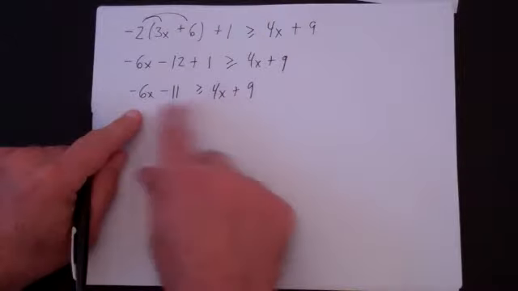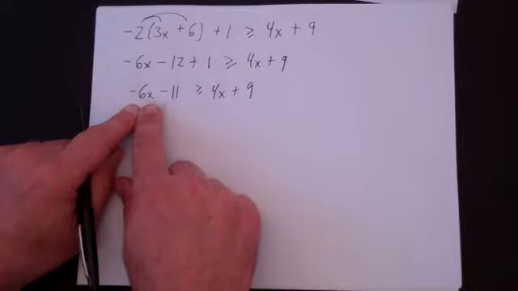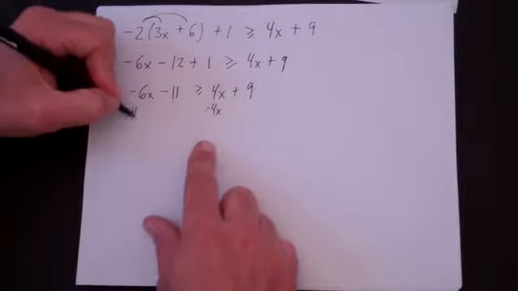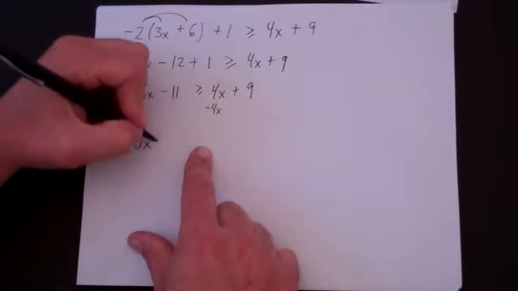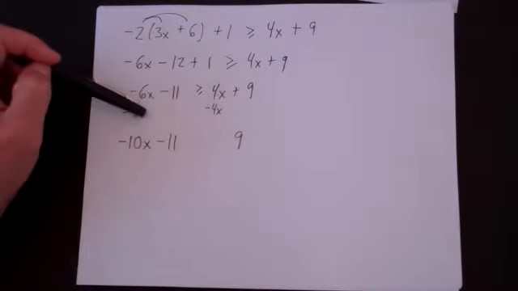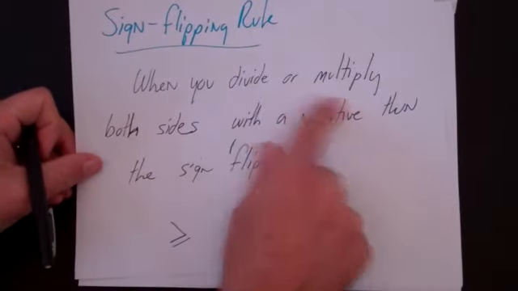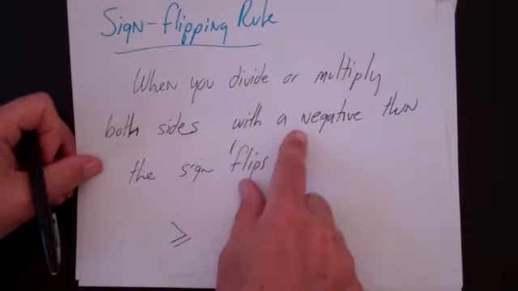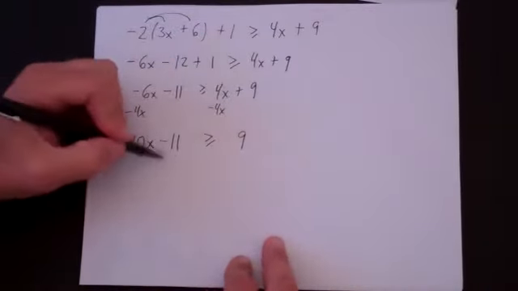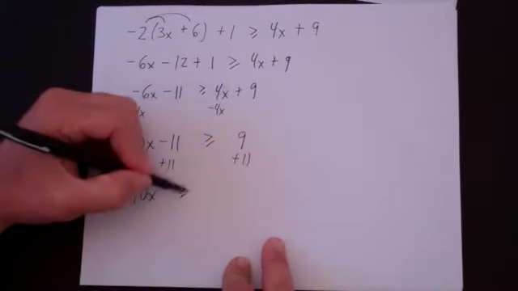Now I have x's on both sides. It doesn't matter which side I put it on. More traditionally, it's put on the left-hand side. It just makes more sense, so it'd be good form to always do that. I'm going to subtract 4x from both sides. Minus 10x minus 11 greater than or equal to 9. Now think about whether the sign flips here. I subtracted from both sides, but that's not the rule. Remember, the sign flipping rule is when you divide or multiply both sides by a negative, then the sign flips. So here, the sign does not flip. I'm going to add 11 to both sides, and I get minus 10x greater than or equal to 20.